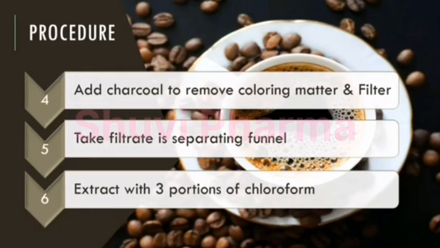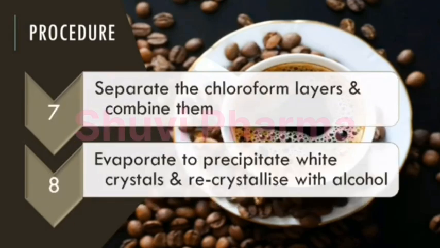Then to the separating funnel, 3 portions of chloroform are added, that is 20, 20 and 20 ml, and it is mixed properly and allowed to separate into the aqueous layer and the chloroform layer. The chloroform layer which is separated is collected. As we are using chloroform in 3 portions, 3 chloroform layers get separated.